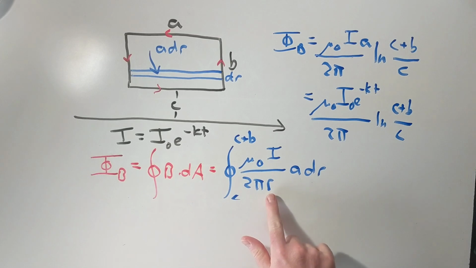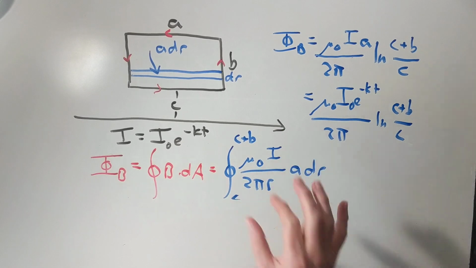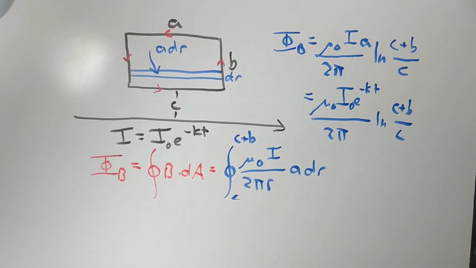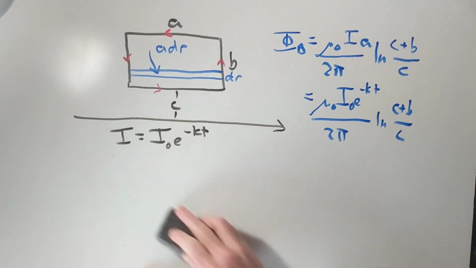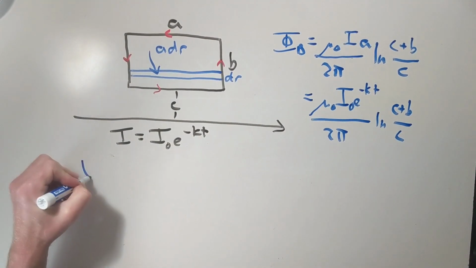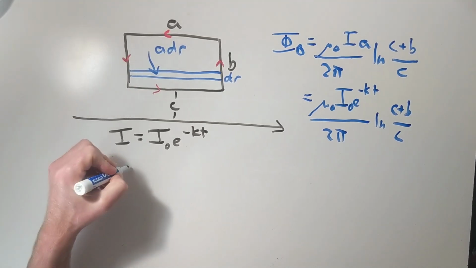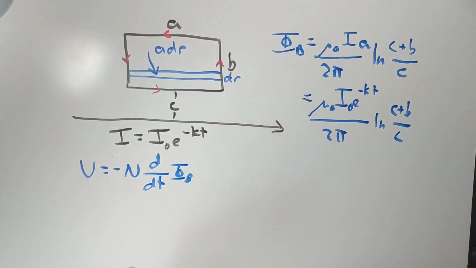And again, it was the first time we had to see where R and dr, so the area and the magnetic field, were linked in that way. So this is the flux. But we know that a changing flux produces a voltage. So what I do then is I take that flux and now I use Faraday's law. Faraday's law says that the voltage generated is negative N times the derivative of the flux. So now I take the derivative of this.